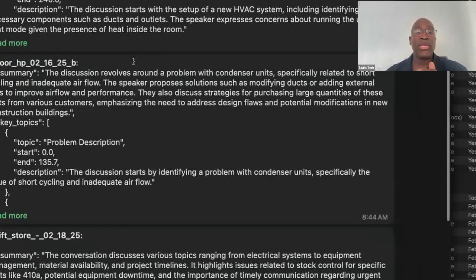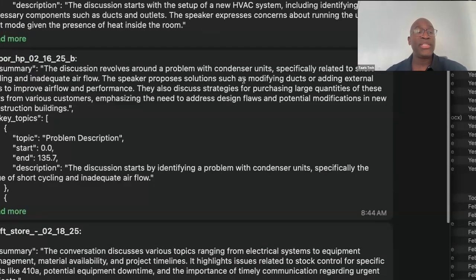And right here, it's talking about the problem with the condenser units related to short cycling and inadequate airflow, because this is an air-cooled condenser that we're going to be installing indoors, and we have to make sure that there's enough airflow. So the great thing about this is it allows people to kind of get a grasp of what we're talking about without having to watch that full video.